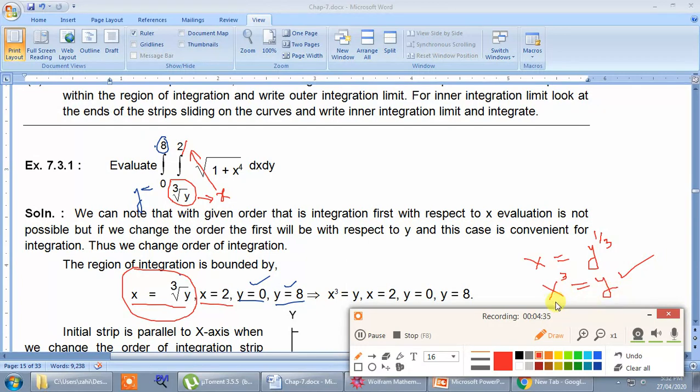If x is 0, y is 0; if y is 0, x is 0. So this curve passes through the origin only, and the tangent at the origin is the lowest degree term equated to 0, that is y equal to 0, which is the x-axis. So the x-axis is the tangent at the origin. So what is happening here? This is your x-axis, and that is your y-axis.